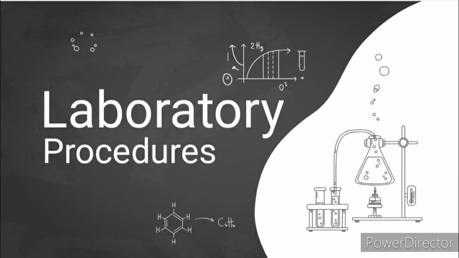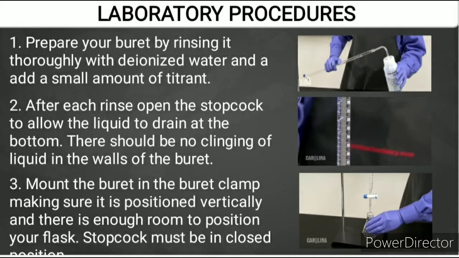Next, laboratory procedures. Procedure number 1. Prepare your burette by rinsing it thoroughly with deionized water and add a small amount of titrant. Procedure number 2. After each rinse, open the stopcock to allow the liquid to drain at the bottom. There should be no clinging of liquid in the walls of the burette.